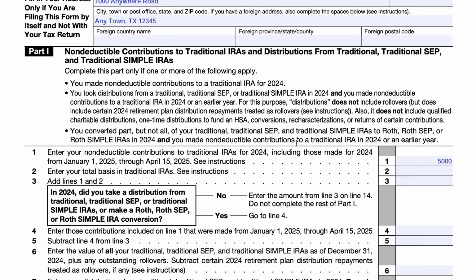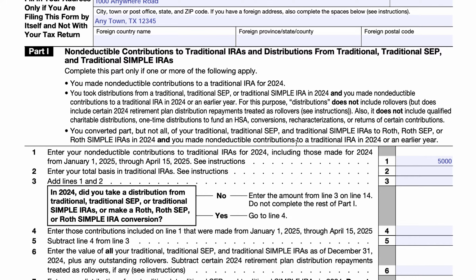So let's just say you made $5,000 of non-deductible contributions. Regarding regular contributions, for folks that participate in a workplace retirement plan, a qualified retirement plan, generally there is an AGI limit. If you don't have a workplace retirement plan, then there is no limit. You can choose to or choose not to make a deductible contribution under those circumstances.